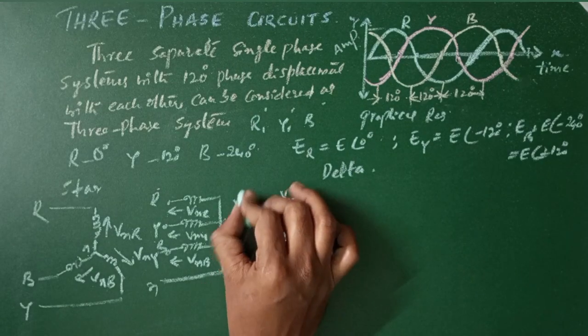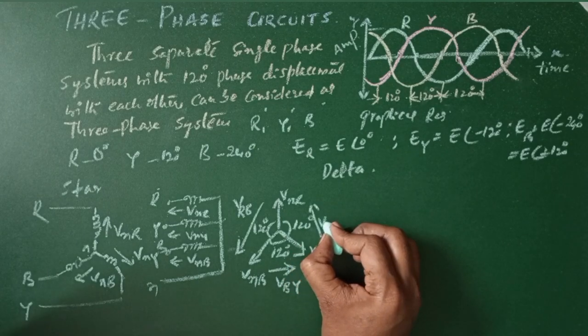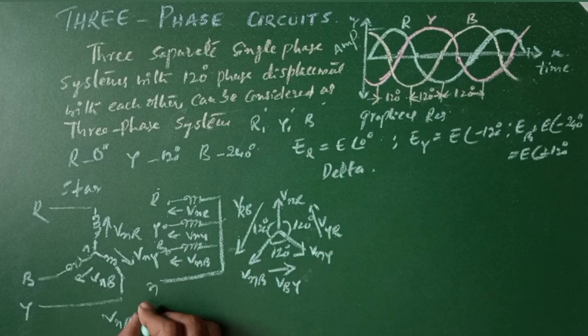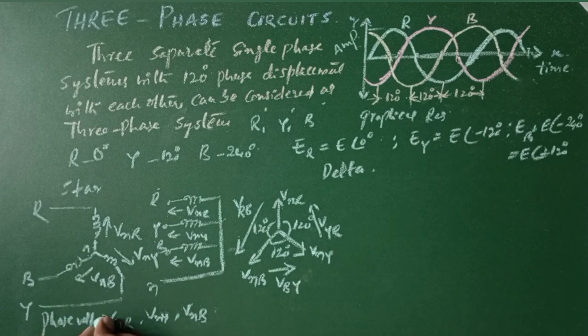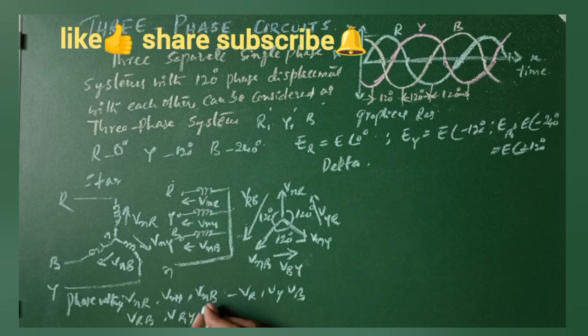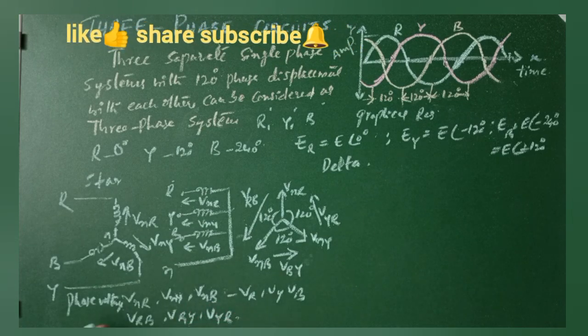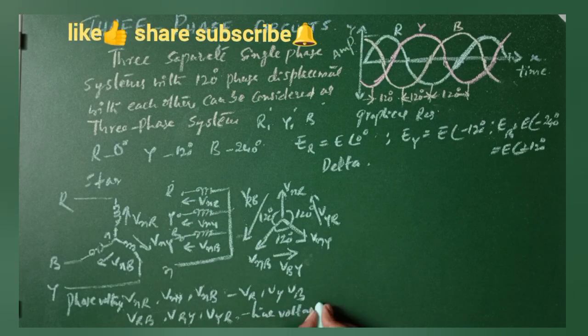This will be V_RB, V_BY, V_YR. V_R, V_Y, V_B represents the phase voltages. Simply we'll represent this as V_R, V_Y and V_B. Similarly, V_RB, V_BY, V_YR are line-to-line voltages or line voltage representations.